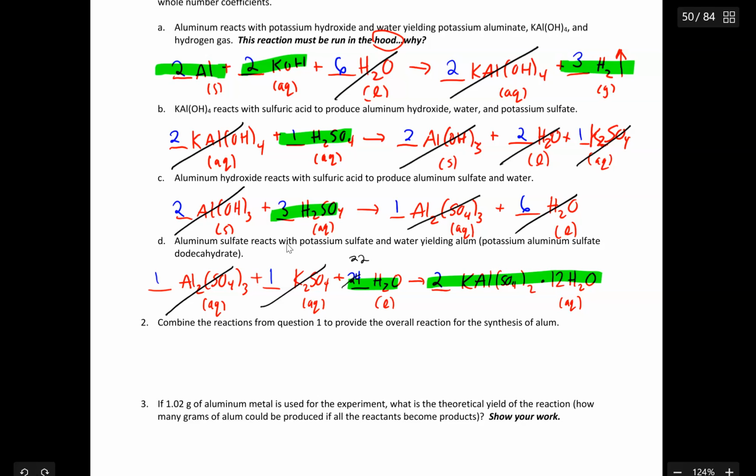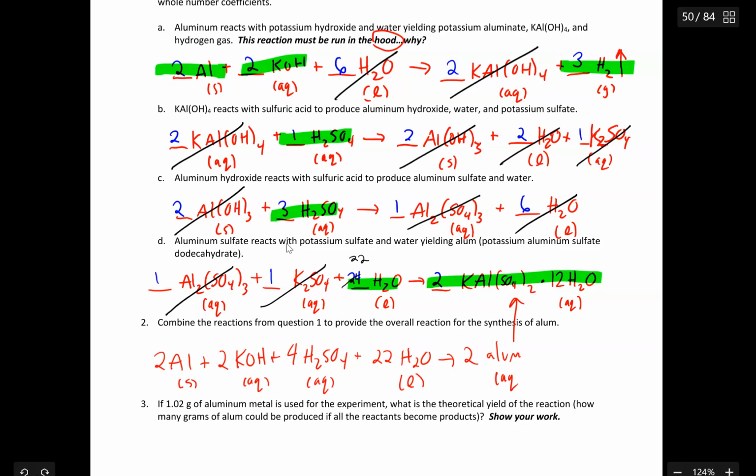So if we're to try to write that whole reaction, I've got 2 aluminums plus 2 potassium hydroxide plus I can just combine the sulfuric acid, so in this case 4 H2SO4 aqueous plus 22 water, really big coefficient, yields 2. I'm just going to write alum because I'm going to run out of space. Alum, that is that substance just above it, plus 3 H2 gas.